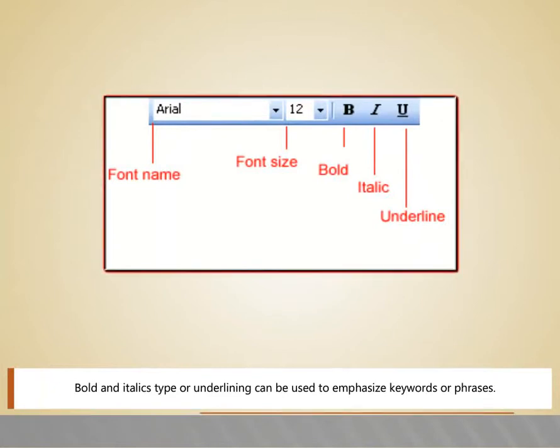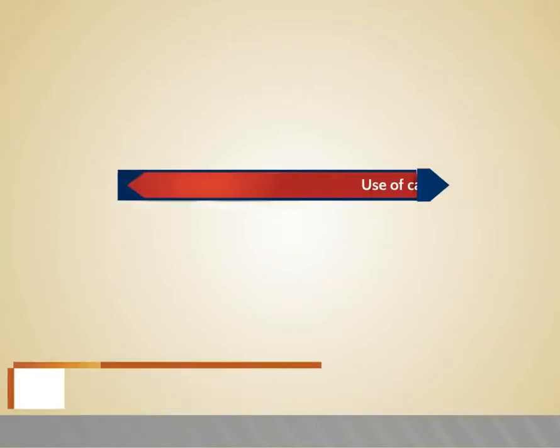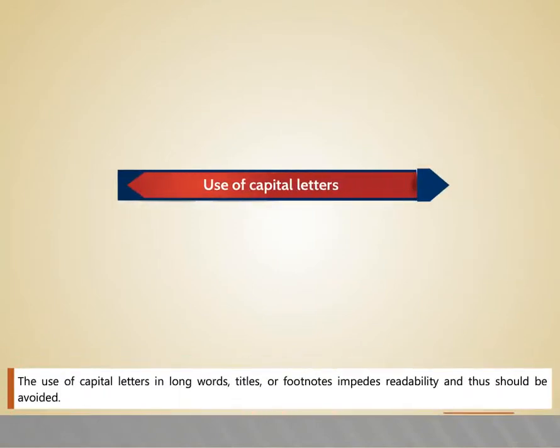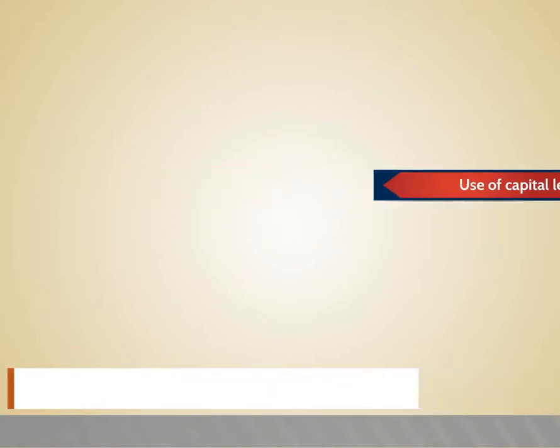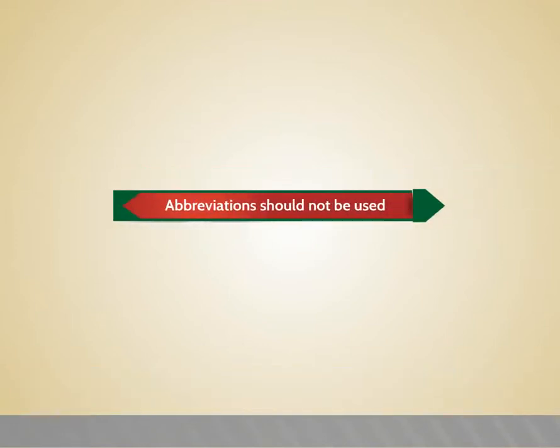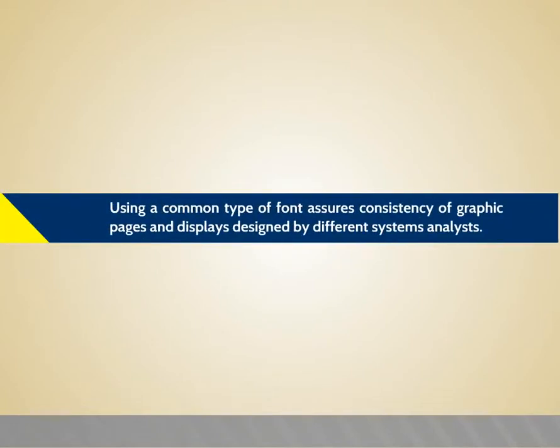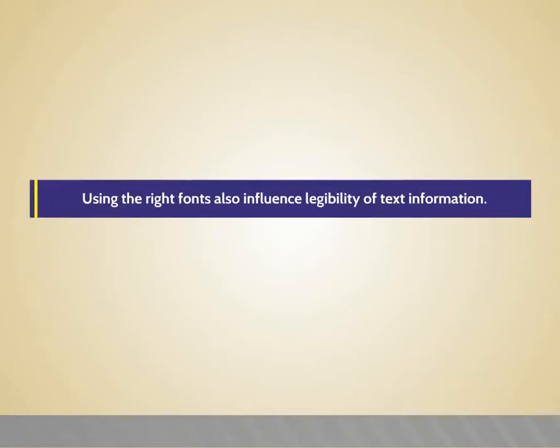Bold and italics type or underlining can be used to emphasize keywords or phrases. The use of capital letters in long words, titles, or footnotes impedes readability and thus should be avoided. Abbreviations should not be used. Using a common type of font assures consistency of graphic pages and displays designed by the different system analysts. Using the right fonts also influences legibility of text information.